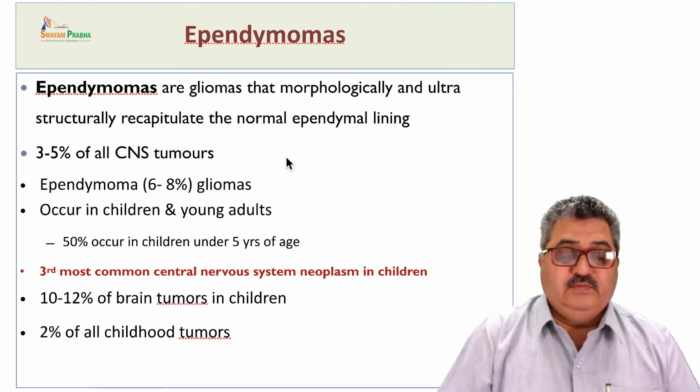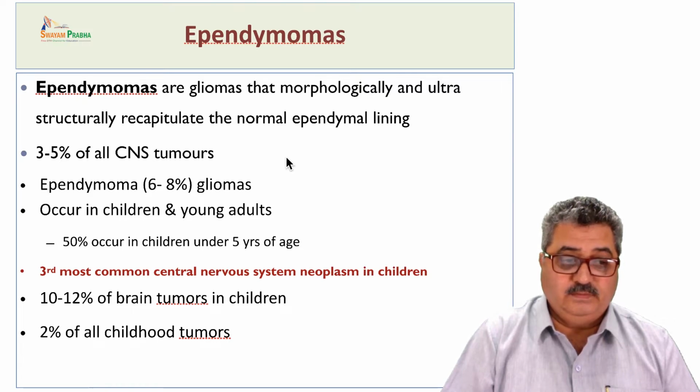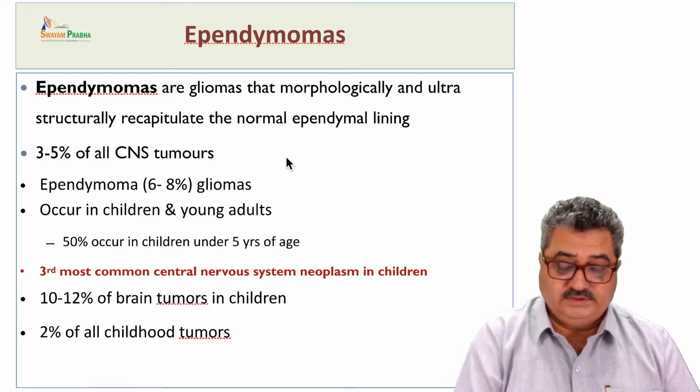Ependymomas are a type of glioma which morphologically and ultrastructurally recapitulate the normal ependymal lining. They comprise about 3 to 5% of all CNS tumors and 6 to 8% of all gliomas. They are more common in children and young adults, and in children, ependymoma is the third most common tumor of the central nervous system, comprising about 10 to 12% of all brain tumors in children.